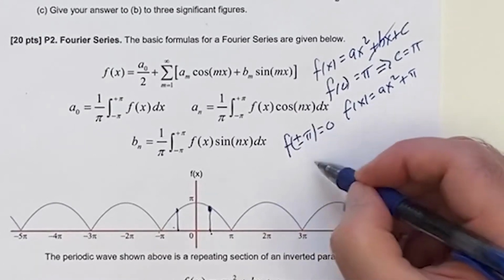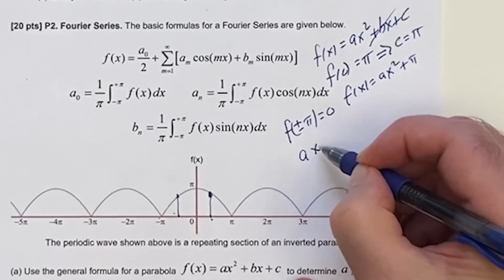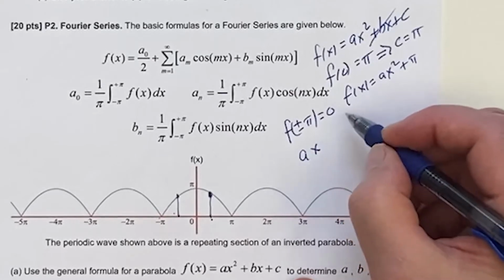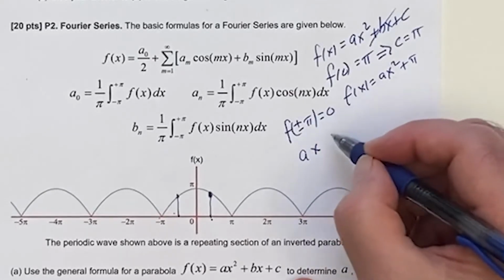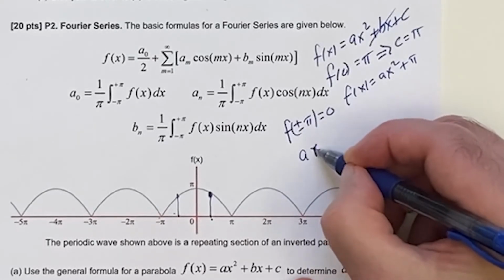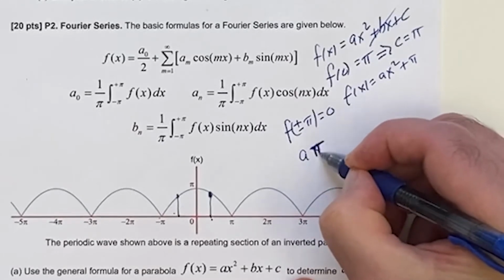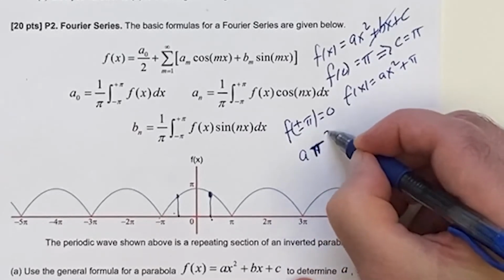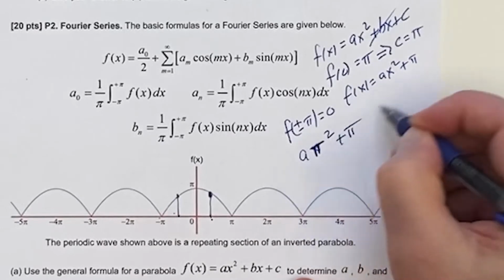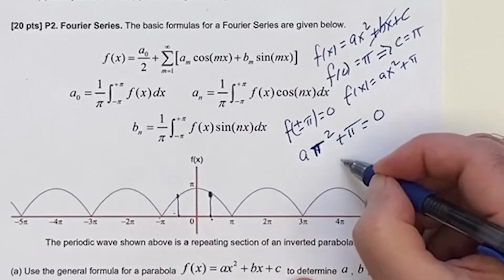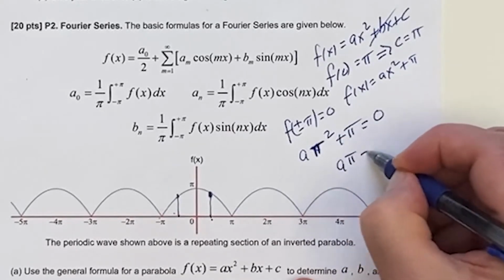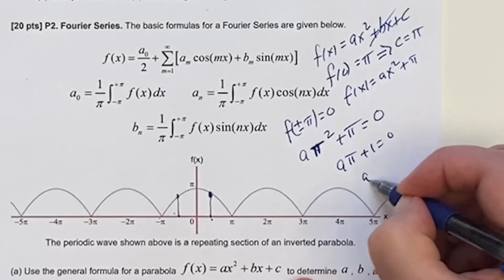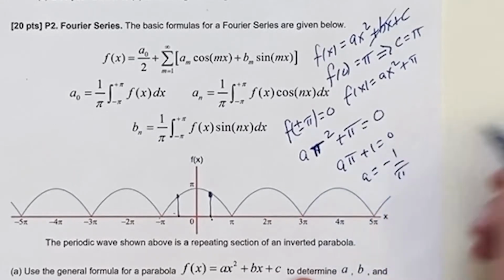So when I set this equal to 0, when I put in here plus or minus pi for the x, I'm just going to put in a plus pi. I'm going for the one on the right. Plus pi, it has to be squared. And then I add the c, that has to be 0. So that means a times pi plus 1 equals 0, or a is negative 1 over pi.